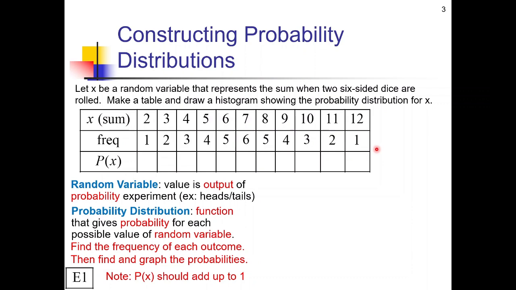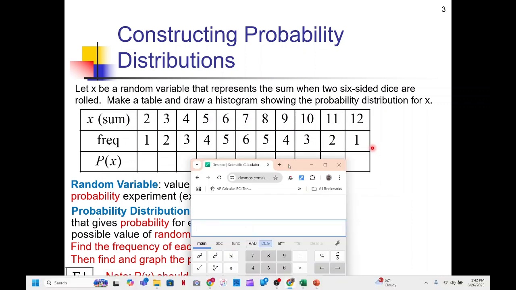Now, if we add all these up, we could just quickly go on Desmos and do that if you don't already know what they add up to. So 1 plus 2, 3, 4, 5, 6, and then 5, 4, 3, 2, 1 adds up to 36.